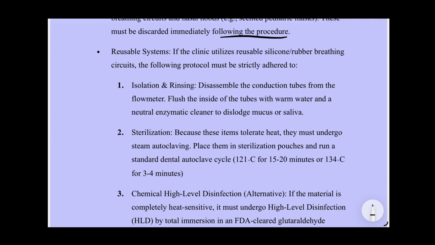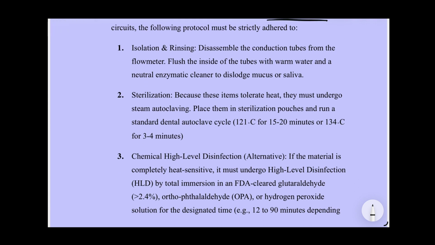Reusable system. If the clinic utilizes reusable silicone or rubber breathing circuits, the following protocol must be strictly adhered to. First is isolation and rinsing. Disassemble the conduction tubes from the flow meter. Flush the inside of the tube with warm water and neutral enzymatic cleaner to dislodge mucus or saliva. So neutral enzymatic cleaner, because these components are typically made of silicone or autoclavable rubber. Harsh alkaline or acidic detergents can degrade the material over time, causing it to crack, become sticky, or lose its seal. So the purpose of neutral enzymatic cleaner is to completely dissolve organic debris like saliva, nasal secretions, and oils before the component undergoes autoclave sterilization.